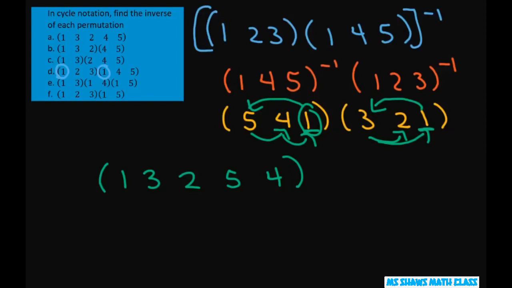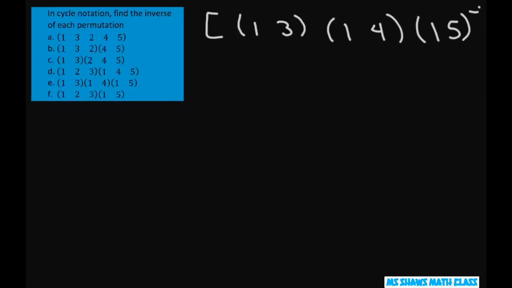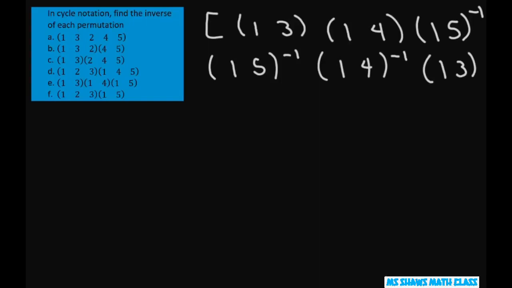Same thing's going to happen with E. So for E, we have (1 3)(1 4)(1 5) inverse. So this is going to be (1 5) inverse (1 4) inverse and (1 3) inverse. Now change up the order. So this is going to be (5 1)(4 1) and (3 1).